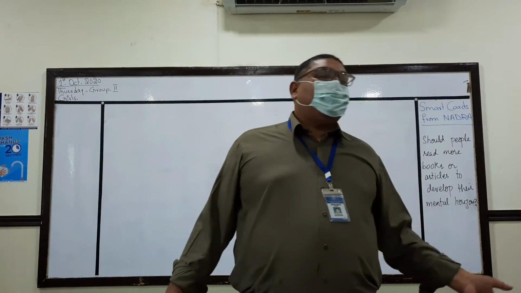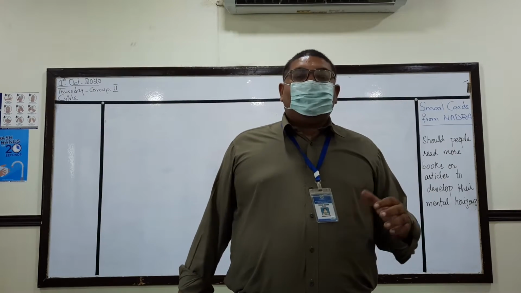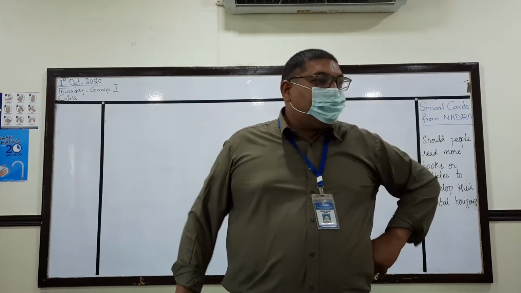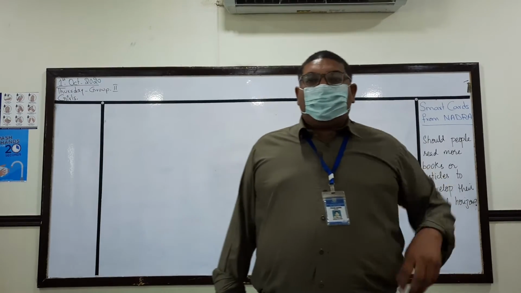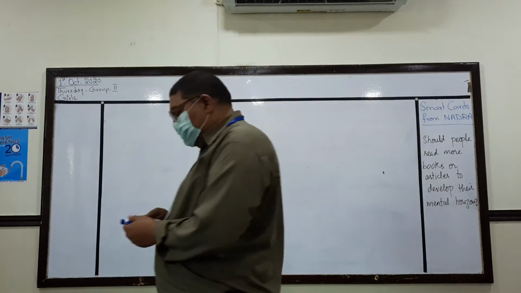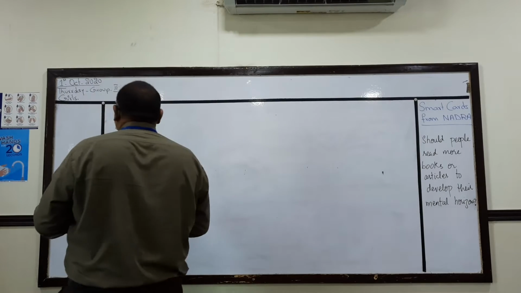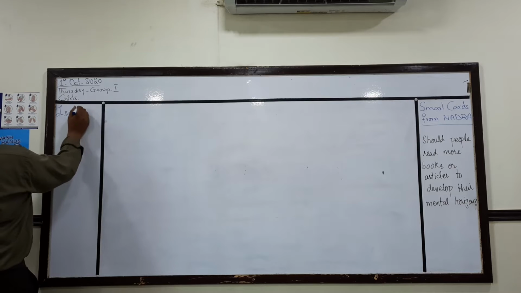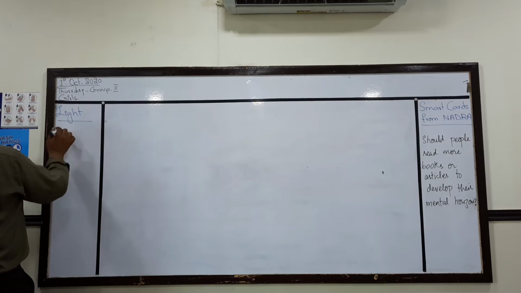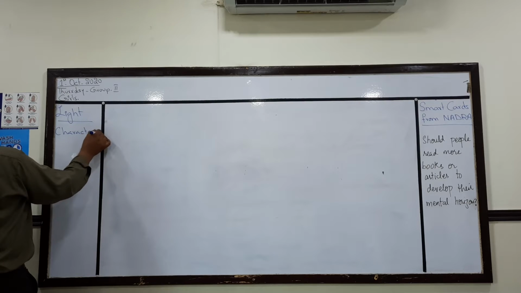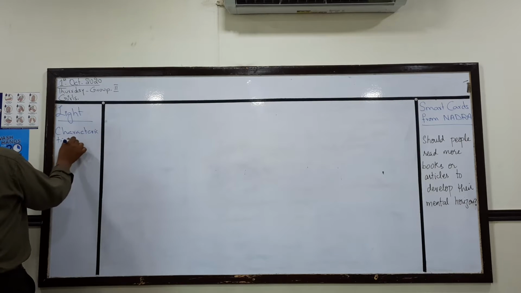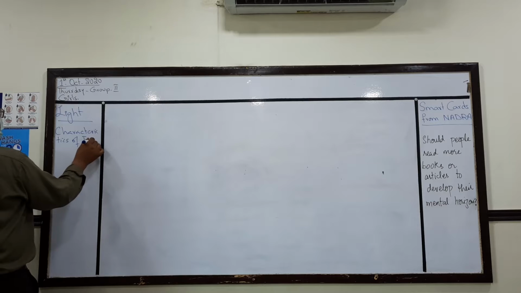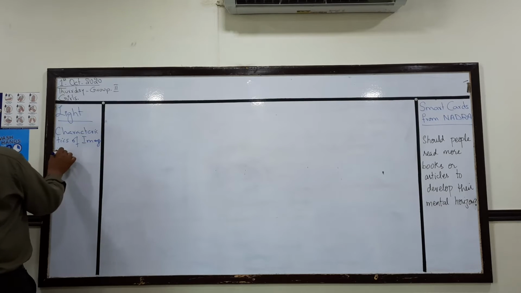Right now, I am in the 10 Cambridge class, and the subject we are studying is Physics 5054. Today's topic, the chapter we are studying, is light, and the topic we will discuss is the characteristics of the image in a plane mirror.